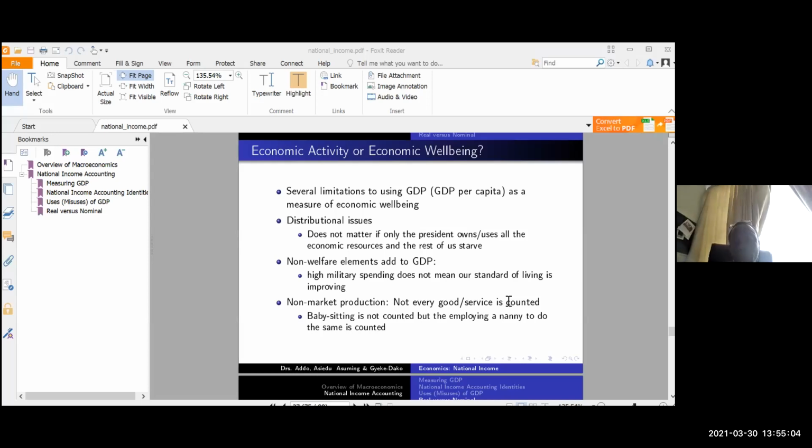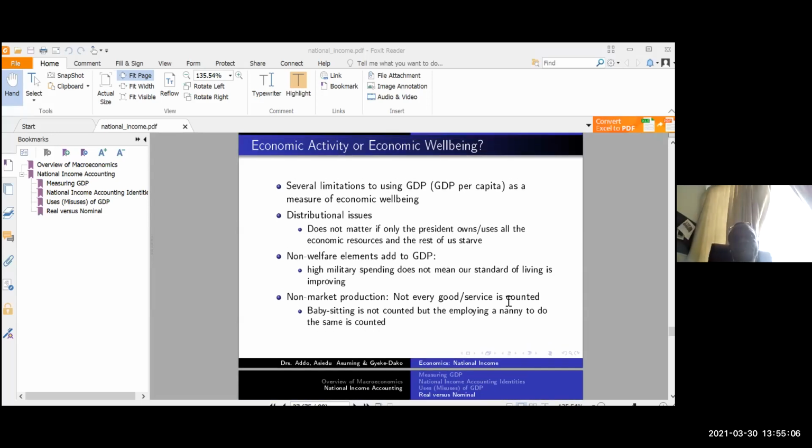Okay. If you do the census, if they have an income question in the census, you see the number of people who avoid that question. They will say that, or they will report their former salaries, but not the money they are making from the informal sector. Okay. So there are a lot of activities that are not counted. Babysitting is not counted, but employing a nanny is counted. Okay, so a lot of activities are not counted. And then the very important point raised by Betha about a lot of people also not being counted.